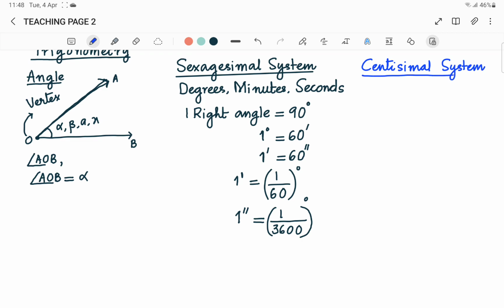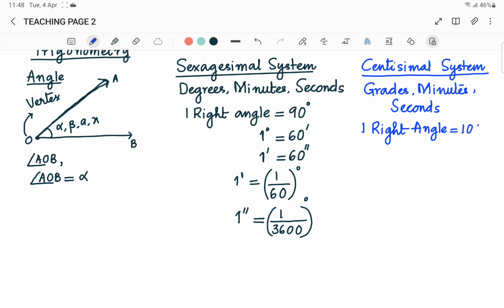Okay, now we will take up the centesimal system. In the centesimal system, we use grades, minutes, and seconds. Here, one right angle is divided into 100 equal parts and each part is called a grade. So we write one right angle is equal to 100 grades.